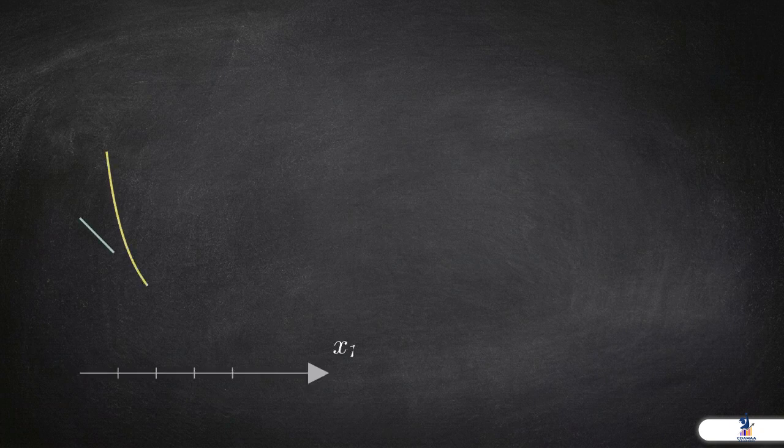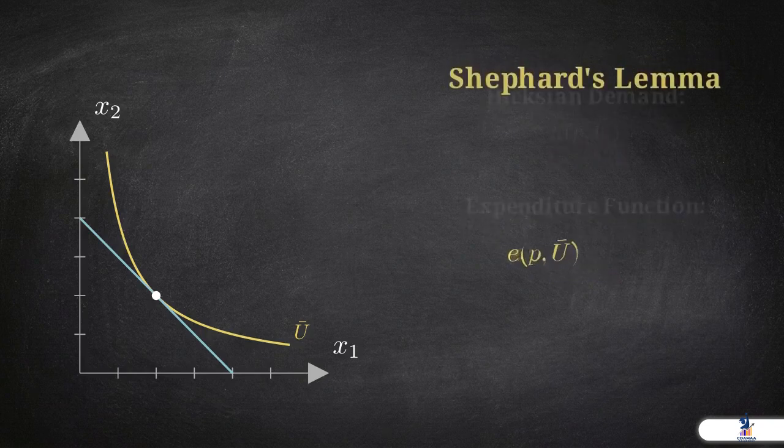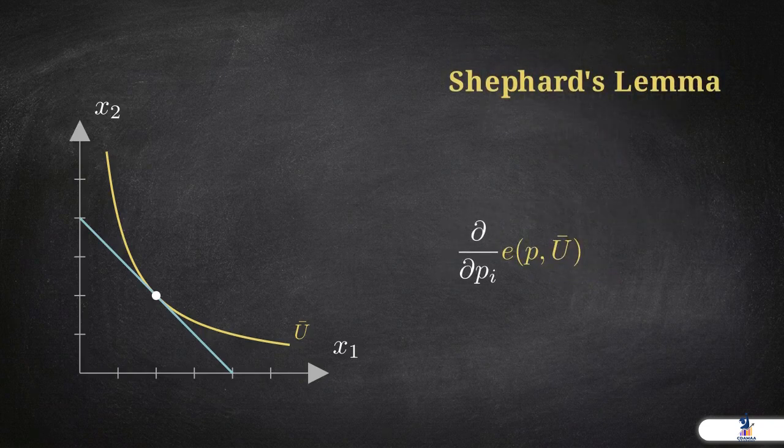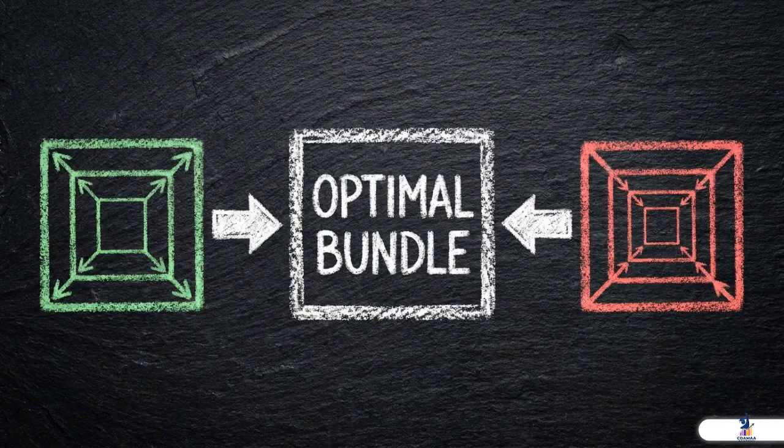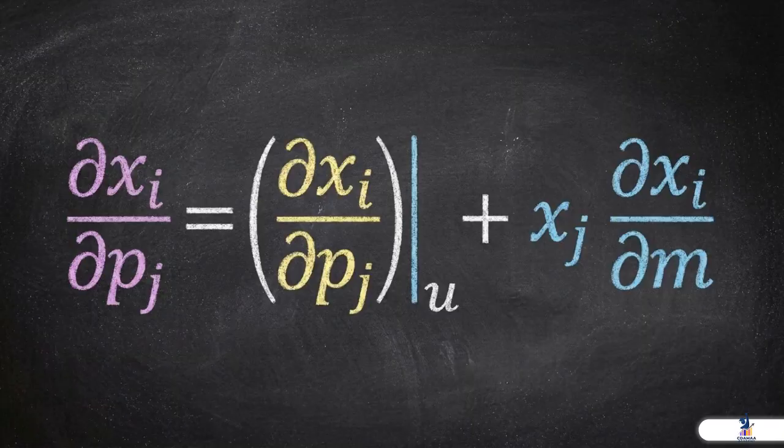required utility floor. Solving this dual problem yields the Hicksian demand function, alongside the expenditure function, which dictates minimum cost for target utility. Shephard's lemma provides a shortcut. Differentiating the expenditure function by price instantly yields Hicksian demand. The utility maximization problem and the expenditure minimization problem yield the exact same optimal bundle. Every maximization problem in economics hides a minimization problem inside it, containing the exact same behavioral truth.